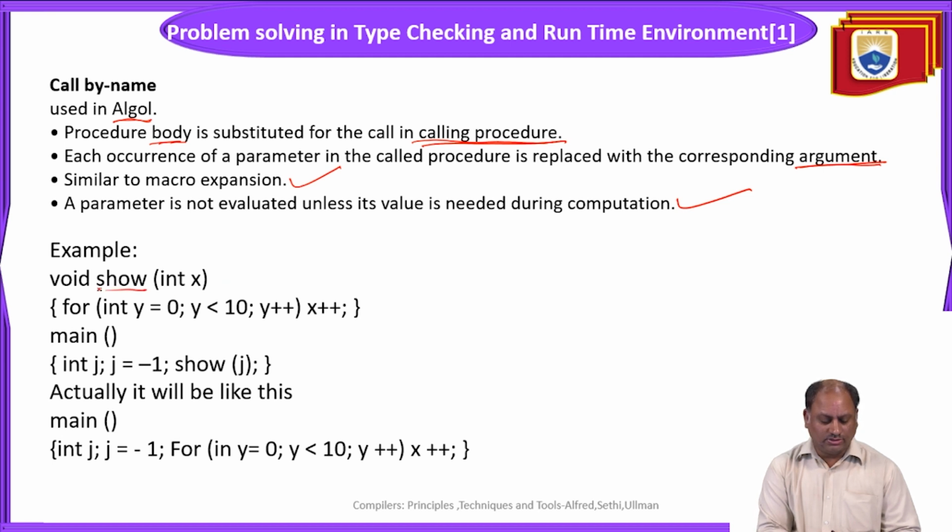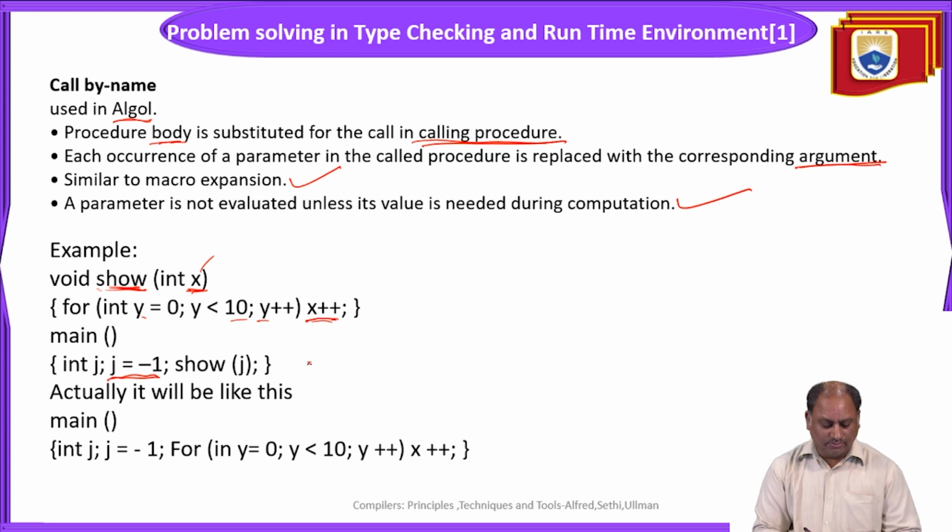Suppose there is a method declared, the show method, which accepts a parameter value, that is the argument x, and within this there is a for loop: y equal to 0, y less than something, y plus plus, and x will be incremented. Now j is declared in the main function, j equal to -1, and show j, that means we are calling the method. Actually j equal to -1 means internally it invokes by name, that is show of j.